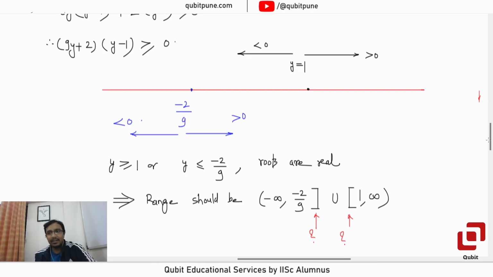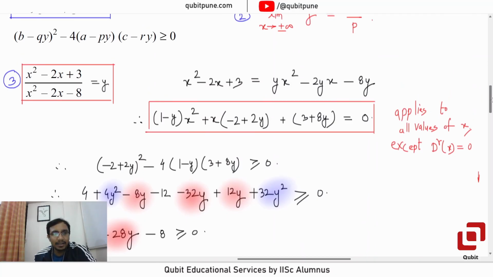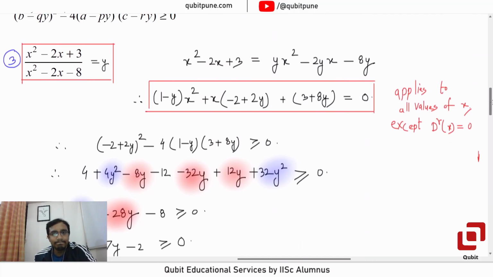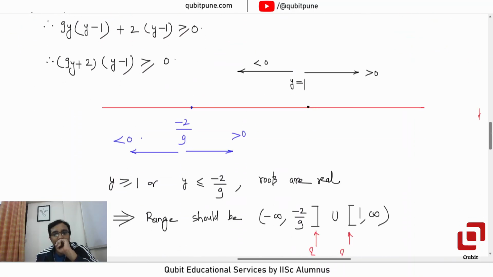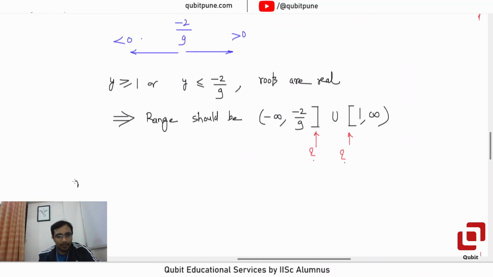We can answer that only by considering, wait, can we answer that question? Maybe by considering the roots of the denominator x squared minus 2x minus 8. So when we equate this to 1, what are we going to get? x squared minus 2x minus 7 equal to 0, right?